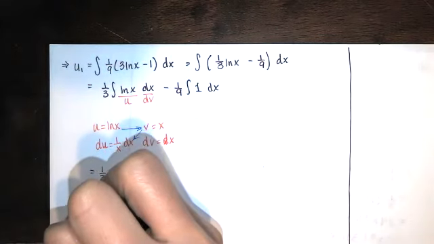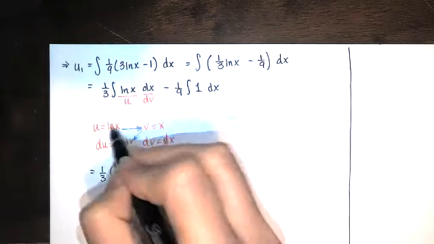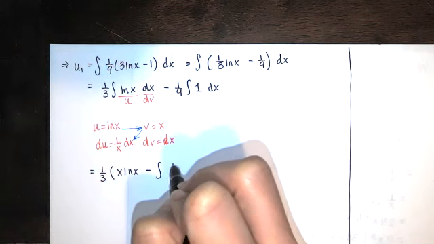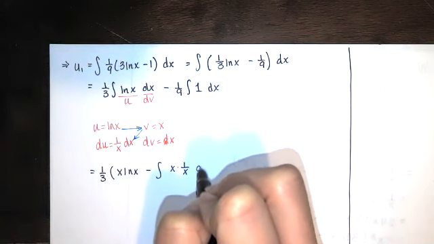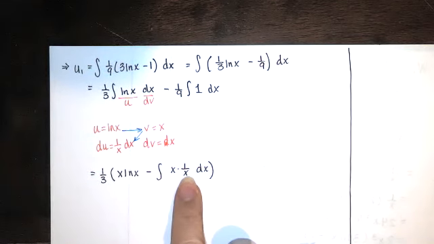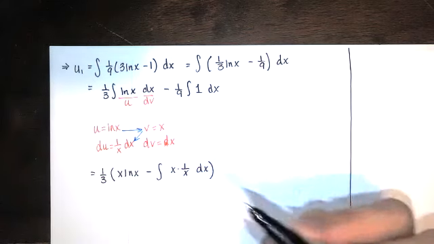So I have 1/3 times u times v, so that's going to be x natural log of x, minus the integral of v times du. Now, a lot of students make the mistake of just taking the antiderivative of that and the antiderivative of that and multiplying them. They get x squared over 2 times natural log of the absolute value of x. Don't do it. You have to simplify this first.